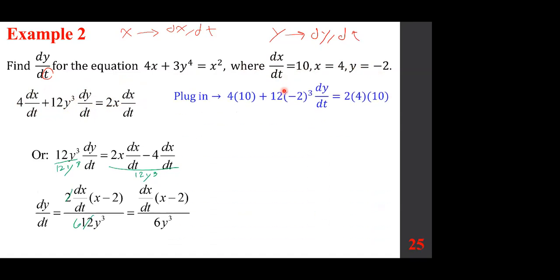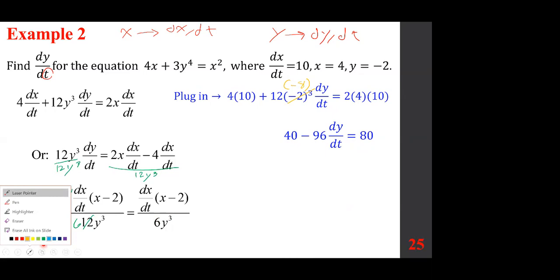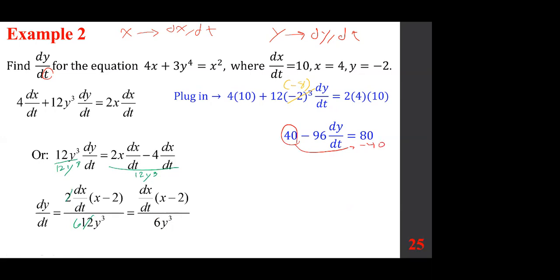Okay, so what happens is, of course, this is negative 8. And so you're looking at 40 plus 12 times negative 8, which is negative 96 dy dt, equals 2 times 4 times 10, which is 80. We are going to move the 40 and subtract from 80. So the right side is 40. And we divide by negative 96.